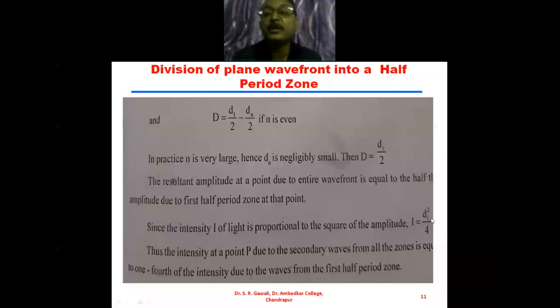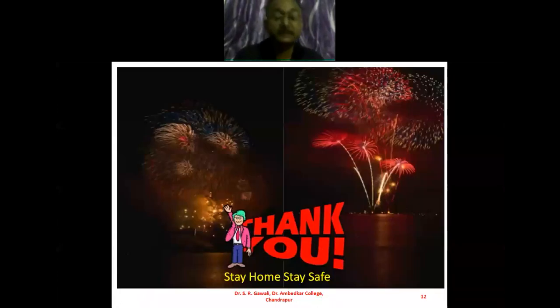Since the intensity I is proportional to the square of the amplitude, therefore I is equal to (d1 by 2) square. If we take the square, we get the intensity. So I is equal to d1 square by 4, and therefore the intensity will be the maximum. Intensity will be the maximum, meaning a bright band will be obtained.